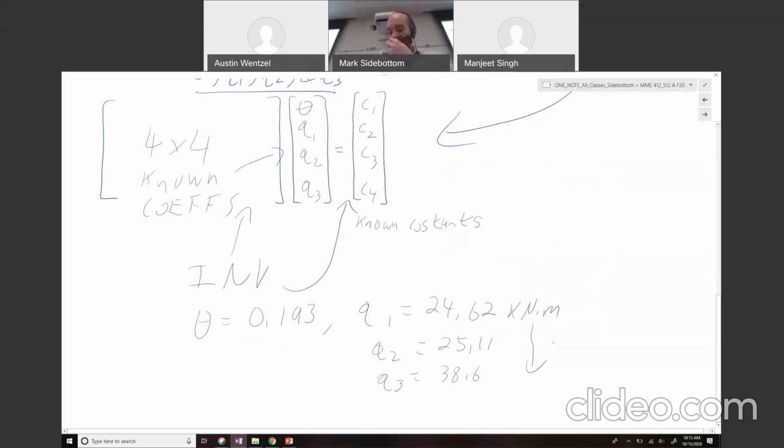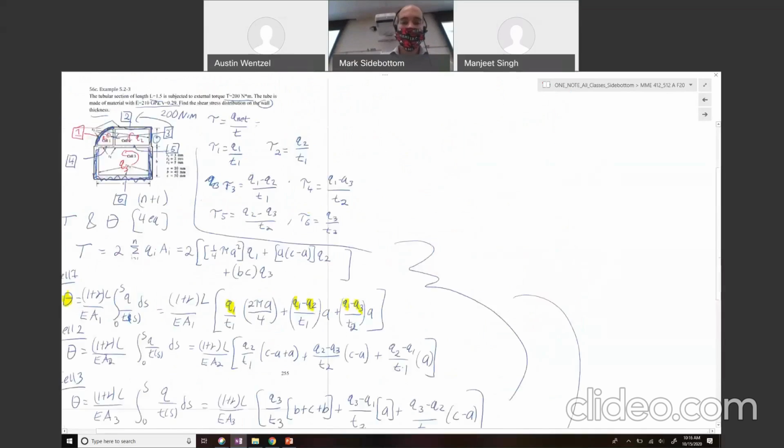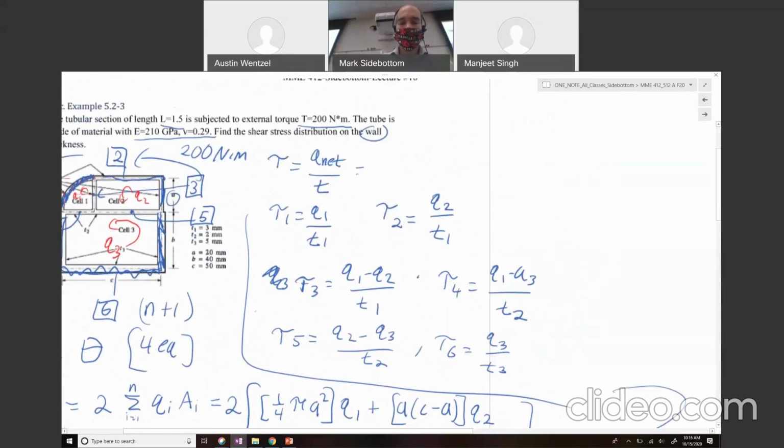Now, once we have theta and the shear flows, the only thing we really need is the shear flows. Theta is good, but using these three shear flows, we can calculate our shear stresses in each of the walls of the system.